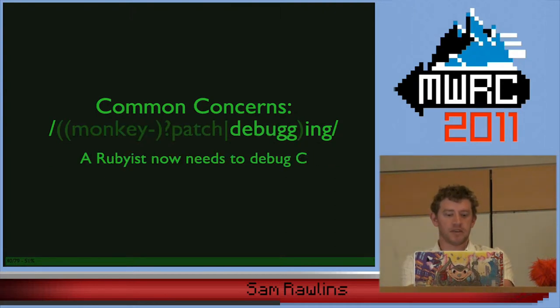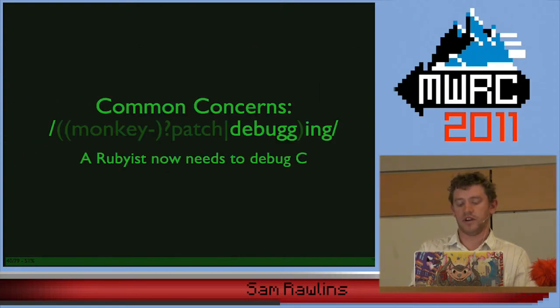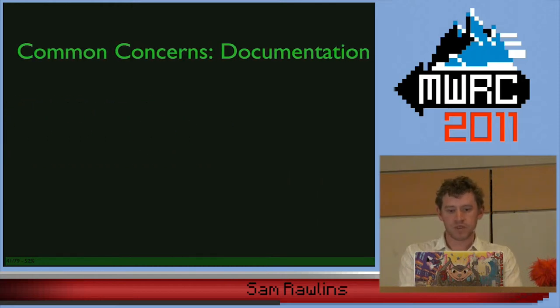The last one is debugging. A Rubyist now needs to debug C if you're writing a C extension. And this, I think, feels crappy. A Rubyist shouldn't have to know C in order to debug the code. It is possible to debug C extensions, but it feels like a pain, and I think a lot of people just throw up their hands at that point.